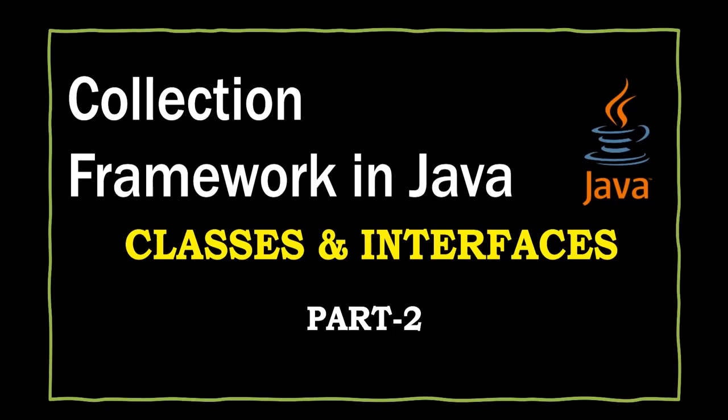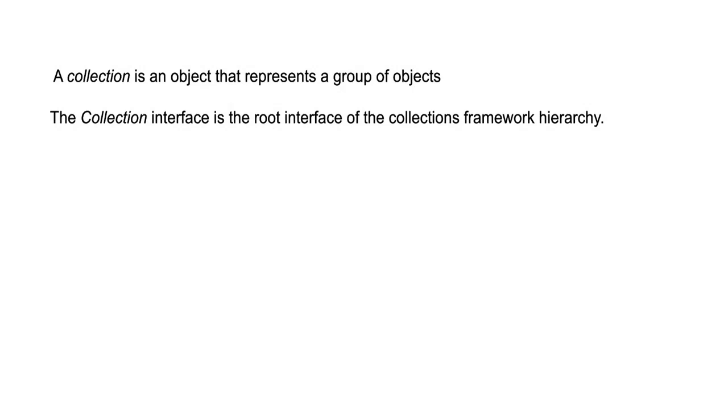Okay, so let's get started. A collection is an object that represents a group of objects. So, in simple terms, imagine there is a box. Okay, let's draw it. Imagine a box is there, and the group of whatever items we put in here, this is a collection of objects, which is collectively called a collection.